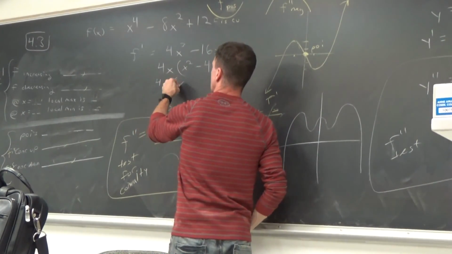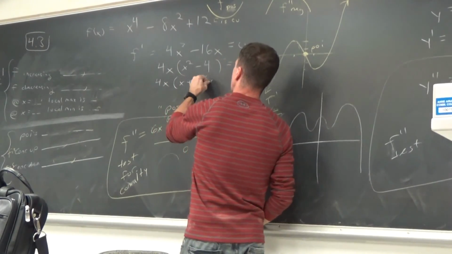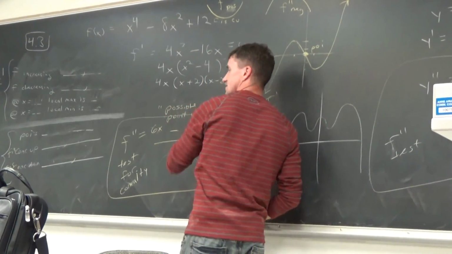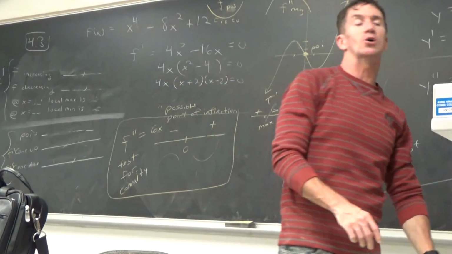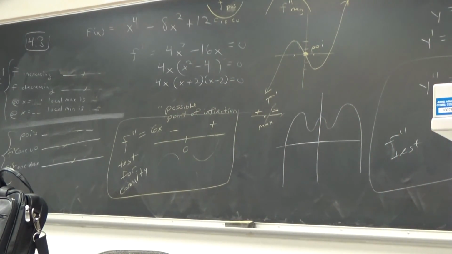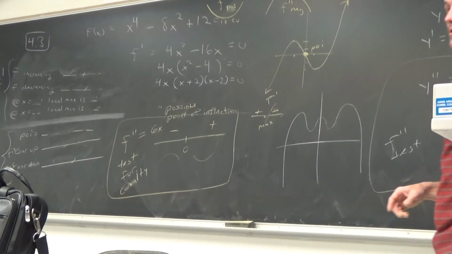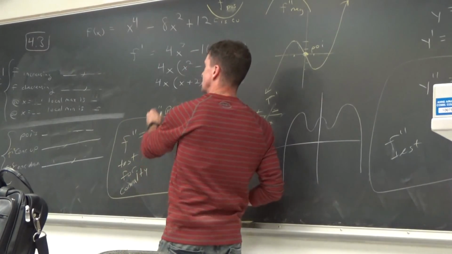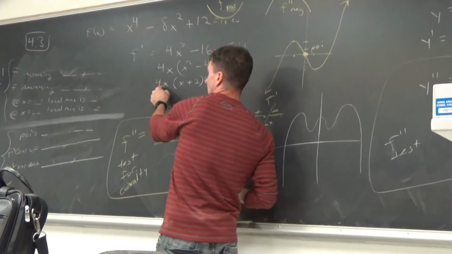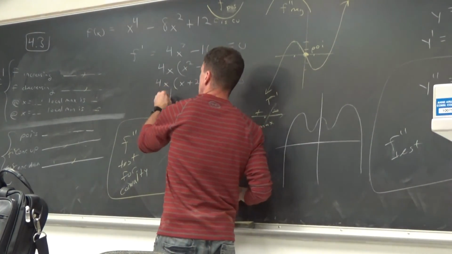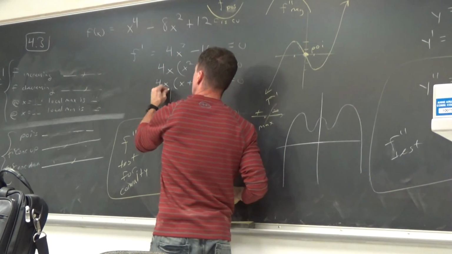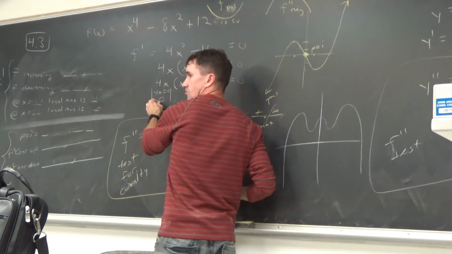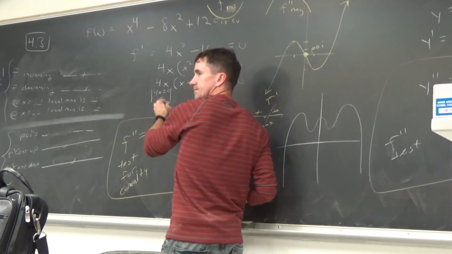4x, leave it, x plus 2, x minus 2. How many critical points this time? 3. You go, I thought you said you ignore the 4. We don't really care about the 4, but there's an x there, and I want to be aware of that x. So let's see. What makes 4x equal 0? 0. Alright, that's a CP, a critical point.